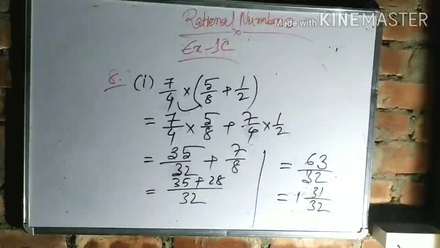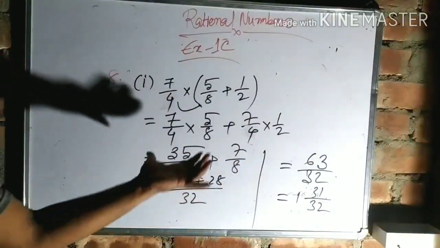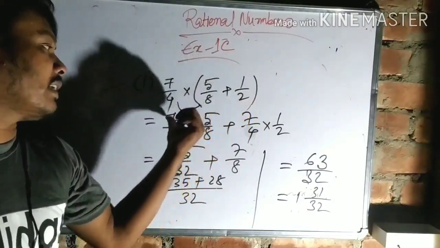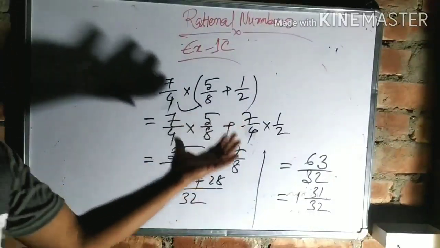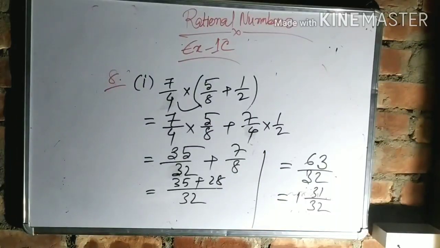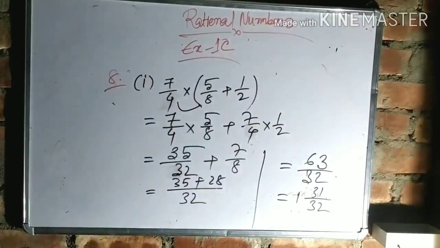It is the answer. So here first we use the distributive property. We do not solve as usual. Usually we first solve inside the bracket, then multiply it, then the answer will come. But in the question it is given that we use the distributive property of multiplication. We find the value of this. Okay.